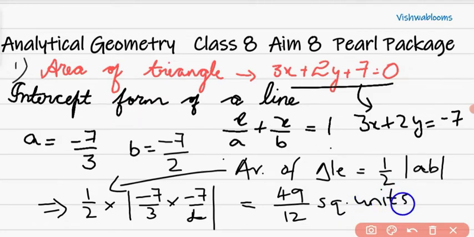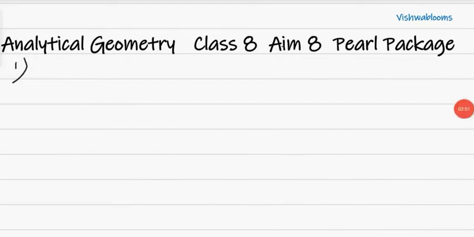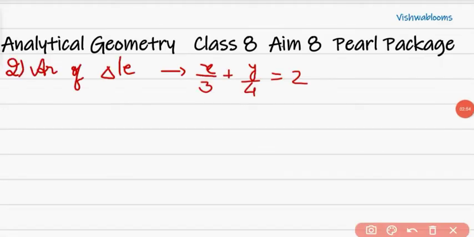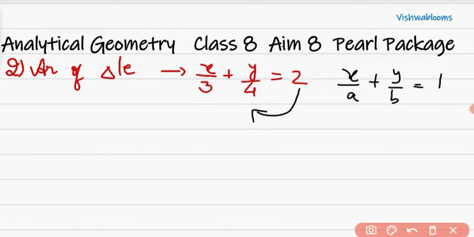Now let's look at the next question. Now we'll see the second question. Here we have to find the area of the triangle for which a line is given, that is x by 3 plus y by 4 is equal to 2. But when you see that 2, you should be able to identify that it should be 1, because the format is x/a + y/b = 1, right? So what we're going to do is send that 2 to the LHS. If I send that 2 to the LHS, 1 will be remaining and this 2 will go to the denominators.